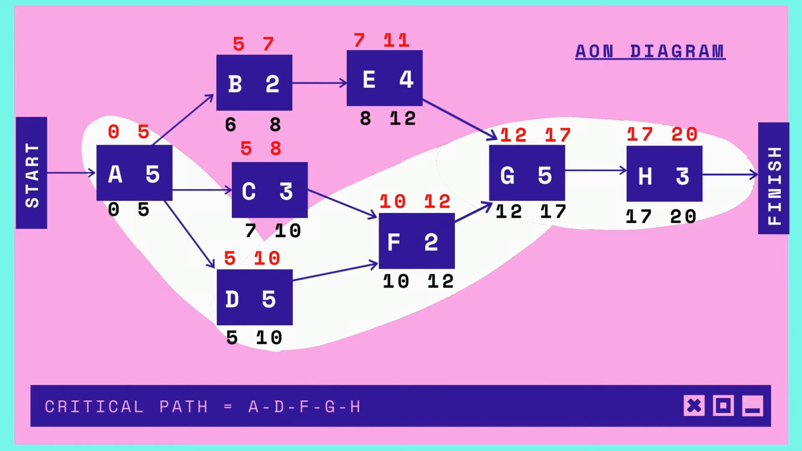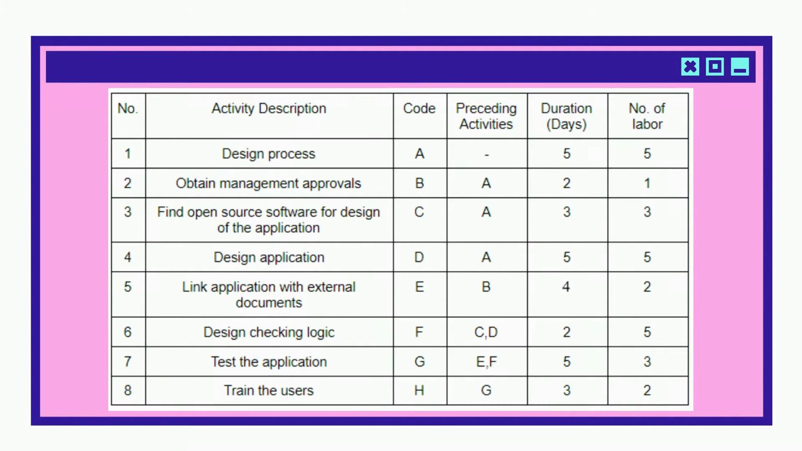After performing the critical path method calculation, we can see that A, D, F, G, H is the critical path of this project. In the next part, we allocate the number of labor for each activity. For activity A, the design process needs 5 labor to perform the activity. And to obtain the management approvals, only 1 is needed.